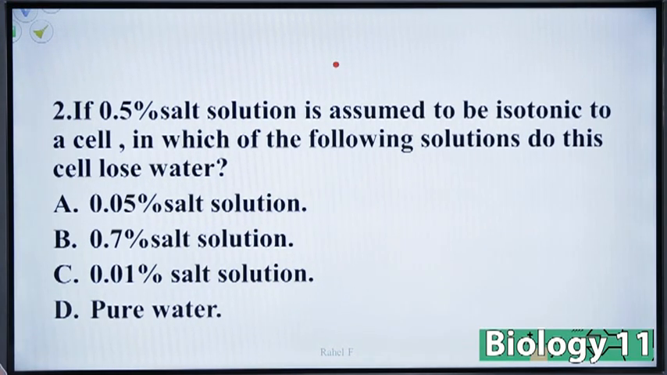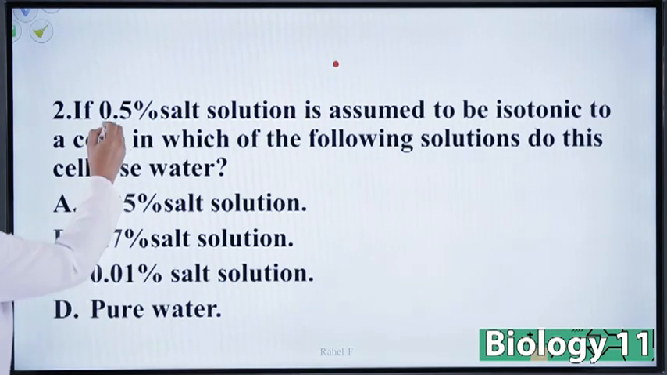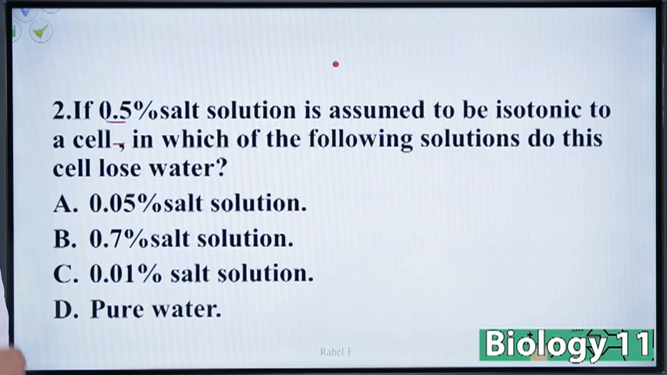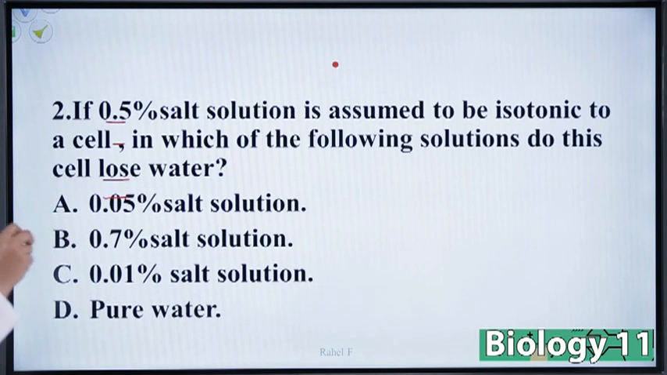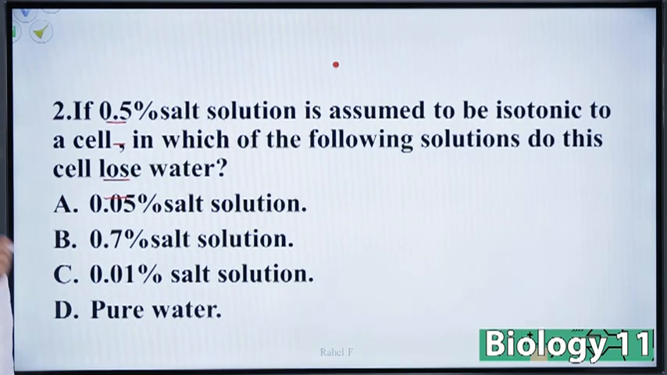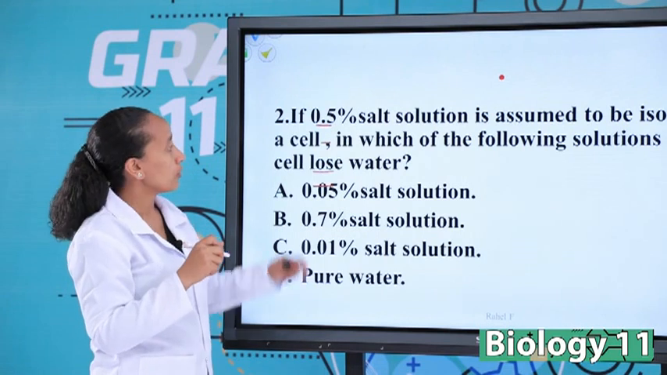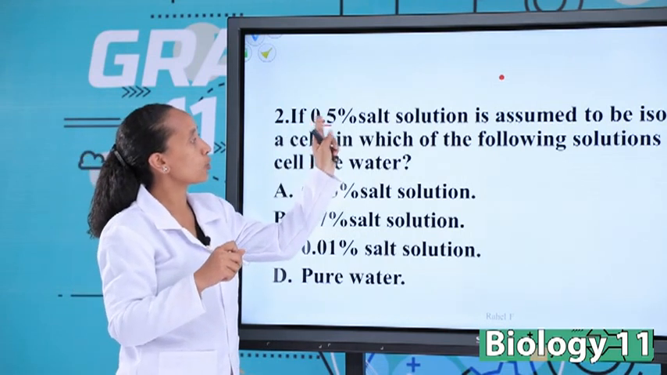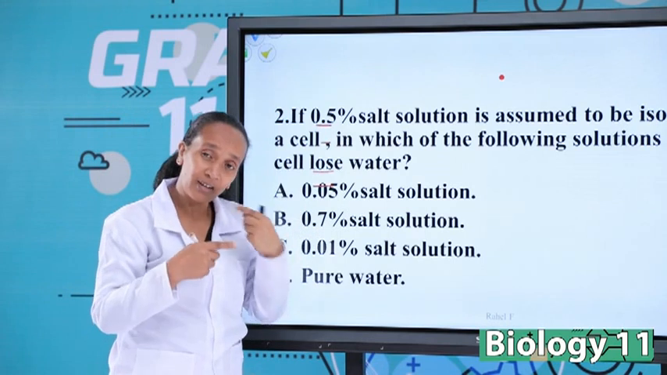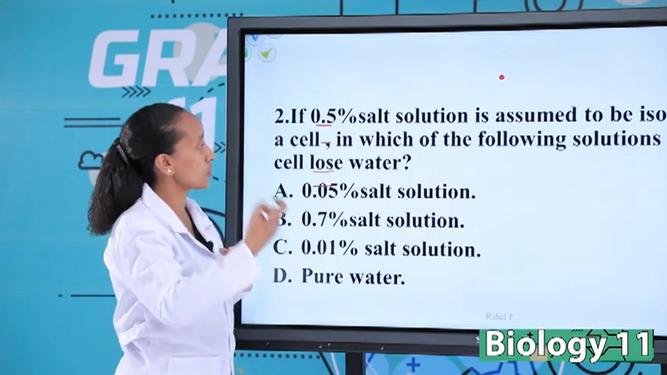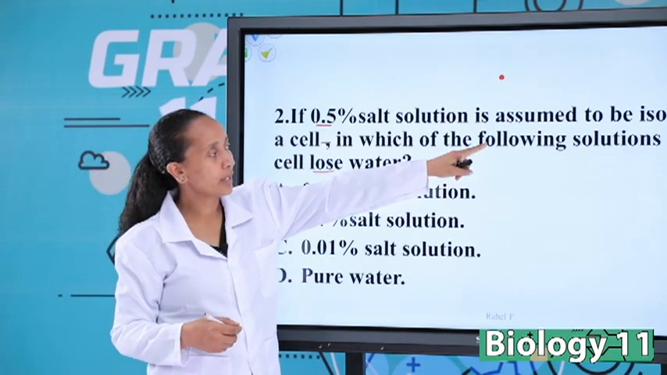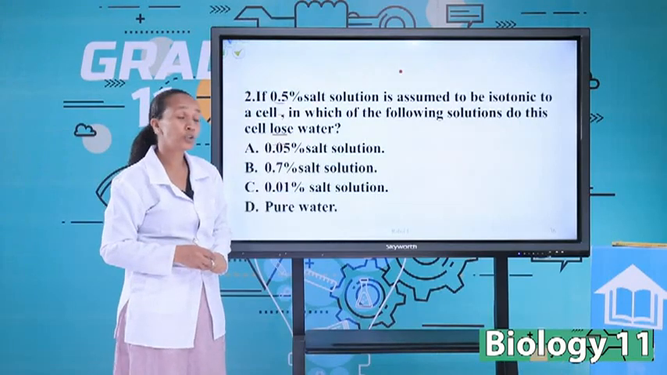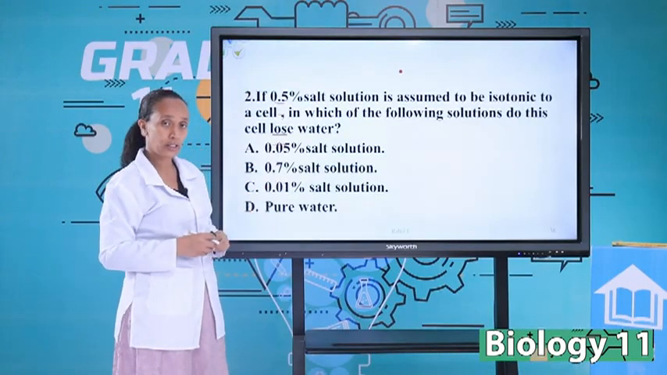Okay, let's return back to our question. If 0.5% salt solution is isotonic for the cell, in order to lose water, it must be under what type of solution? Under hypertonic solution. A solution hypertonic for 0.5% salt solution must have more salt content than this solution. Why? Because we have said that 0.5% salt solution is isotonic for this particular cell.